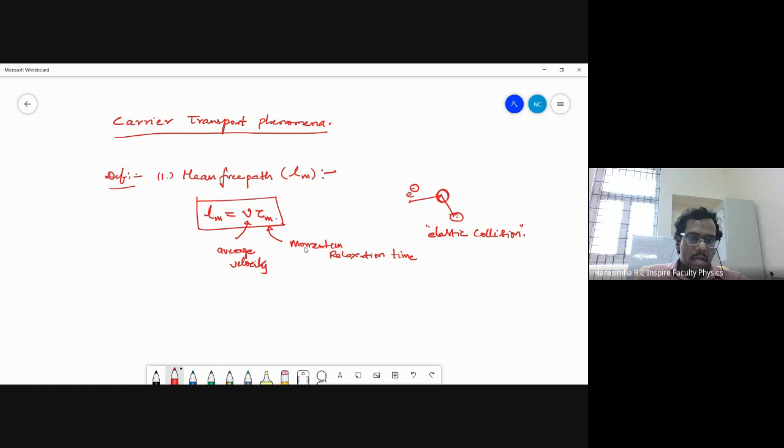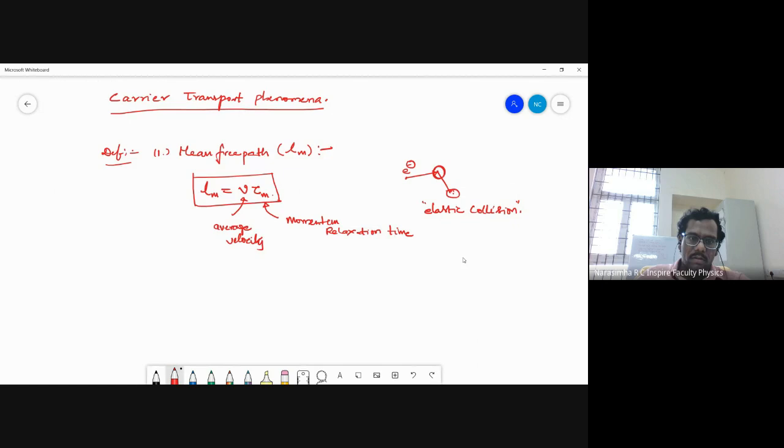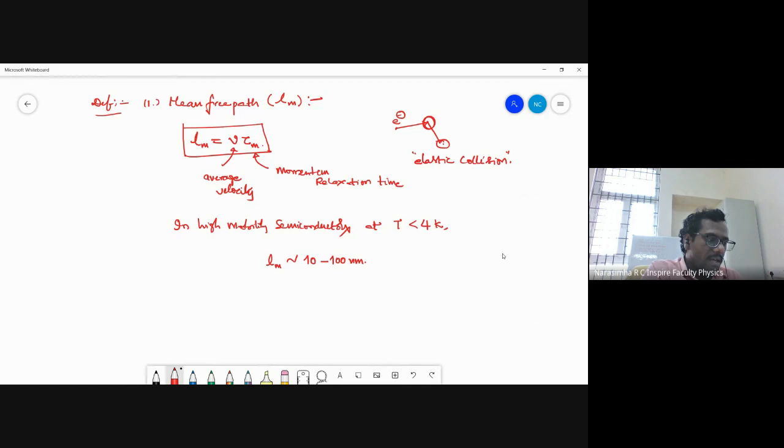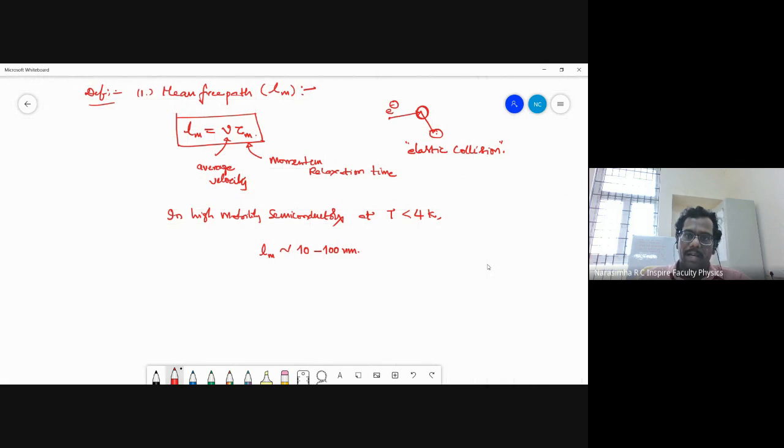Now, usually in high mobility semiconductors at temperatures less than 4 Kelvin, one can estimate the mean free path to be of the order of 10 to 100 nanometers. This is a rough estimate of the mean free path in high mobility semiconductors. Basically, it depends on several factors, one of which is temperature. So this is the definition of the mean free path of an electron in a semiconductor or any other metal, but we are interested in semiconductors in this section.